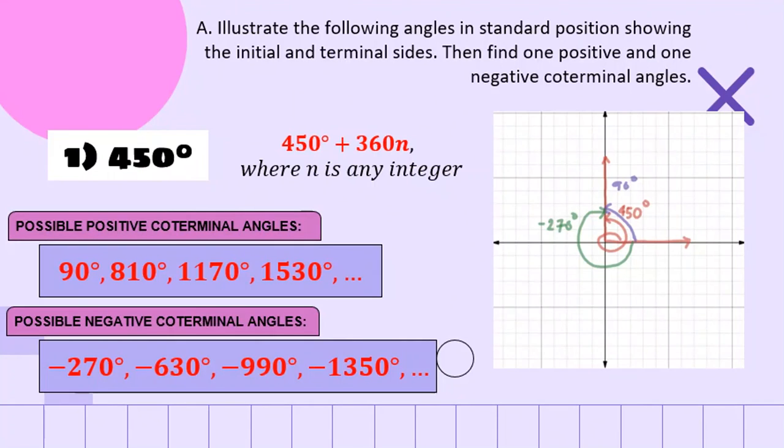As simple as that. So for 450 degrees, you add 360. 450 plus 360, that's 810 degrees. Do not forget the degree symbol. And then 810 plus 360, that's 1,170. 1,170 plus 360, that's 1,530 degrees, and so on and so forth. So that's how you determine the coterminal angles.